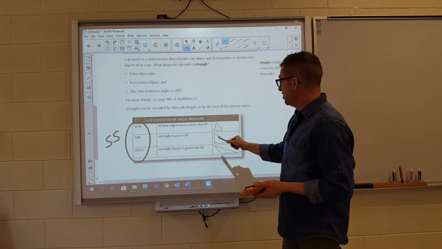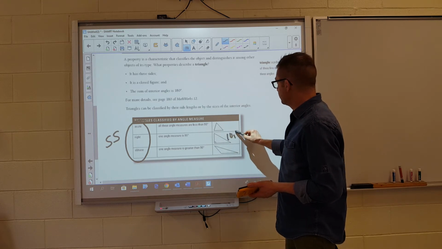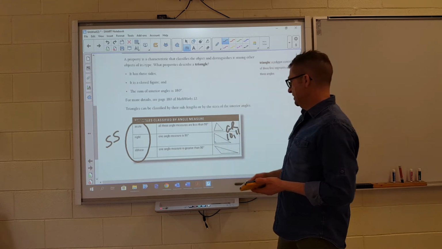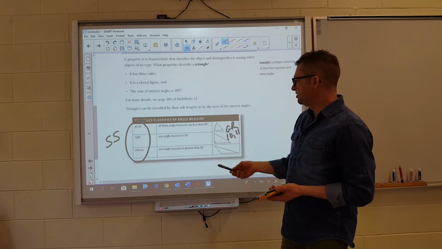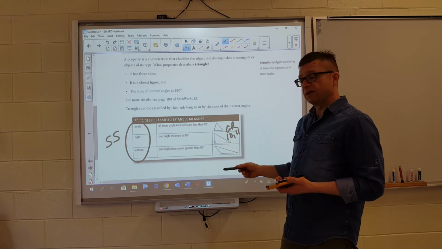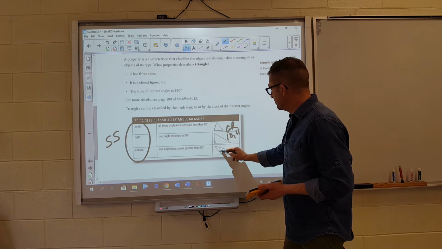Right angle. Well, we did lots of those last year. That's grade 10 and grade 11. That's all we did. So right angles. Obtuse, one angle measure is greater than 90. And you can see that, right? There's your measure. It's greater than 90.